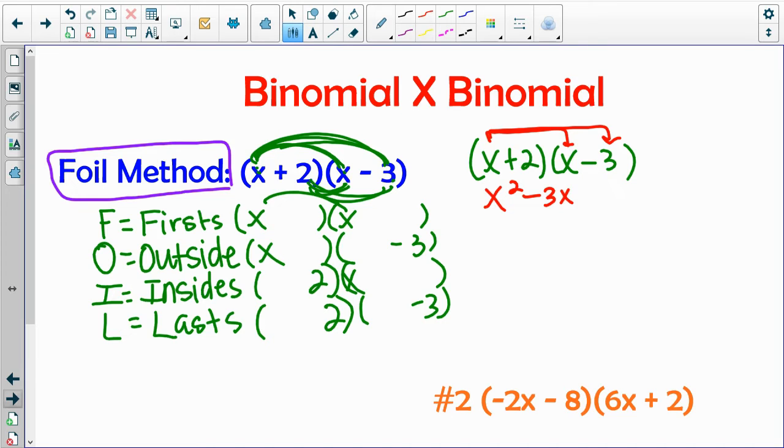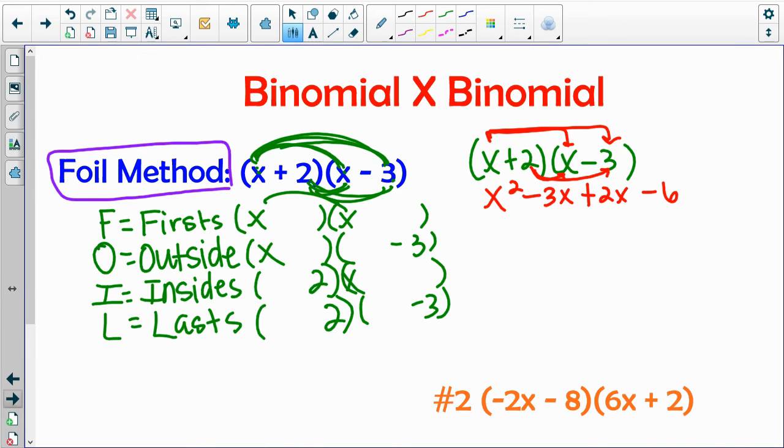So the x is done. Now we move to the insides. Everybody tell me what's 2 times x? 2x. And then finally the lasts, negative 6. So this would be what you would end up in your box. Those are the 4 things that would be in your box. You're doing the same thing, just a little bit quicker way.